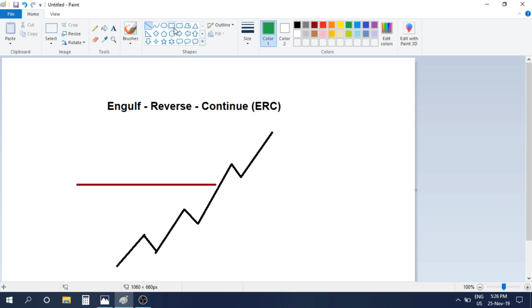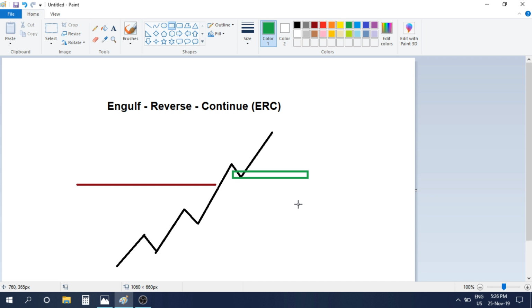So this demand zone created again over here would be an ERC demand zone. So note that this reversal did not come back below this barrier. Okay. So this is also a valid ERC. So this is the second type.